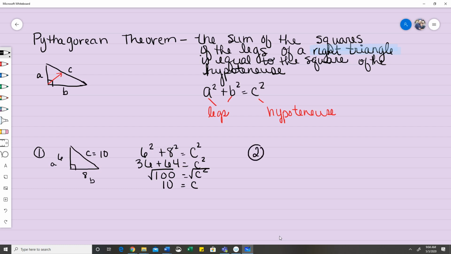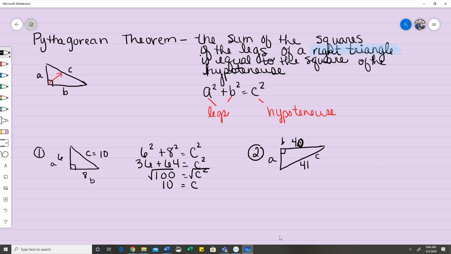Let's look at example 2. Let's try some larger numbers because this works with larger numbers too. Okay, this time let's say we have one side that's 40. We're going to call our hypotenuse 41, and we're going to look for side a. Okay, so this one's going to be side b, and of course our hypotenuse is side c.